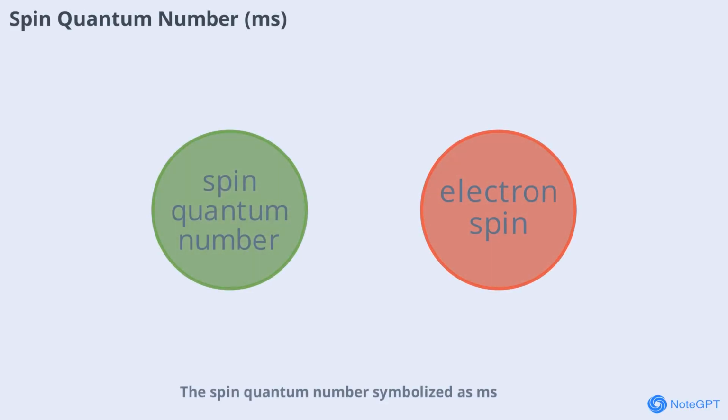The spin quantum number, symbolized as ms, describes the intrinsic spin of the electron. Electrons can have a spin of +1/2 or -1/2. This property is fundamental to the Pauli exclusion principle, which states that no two electrons in the same atom can have the same set of quantum numbers. The concept of spin is crucial for understanding the arrangement of electrons and the magnetic properties of atoms.